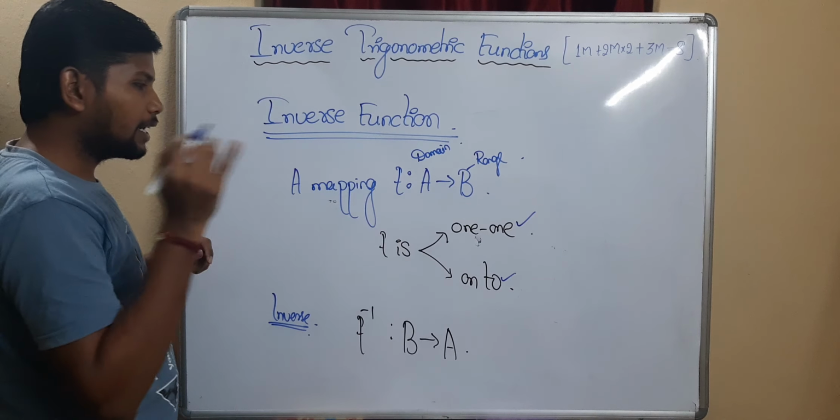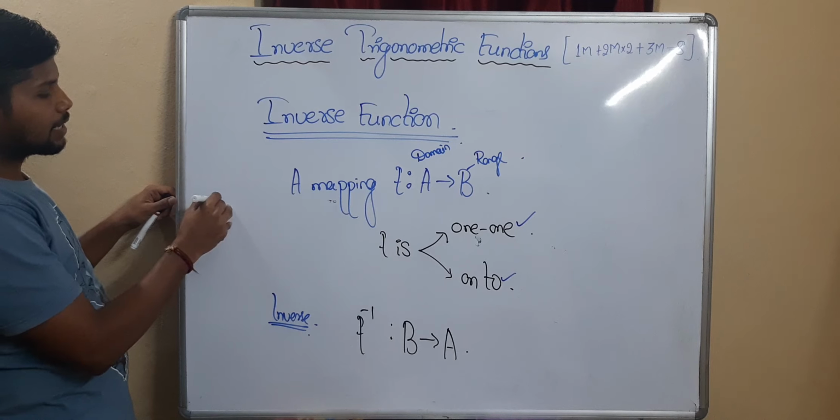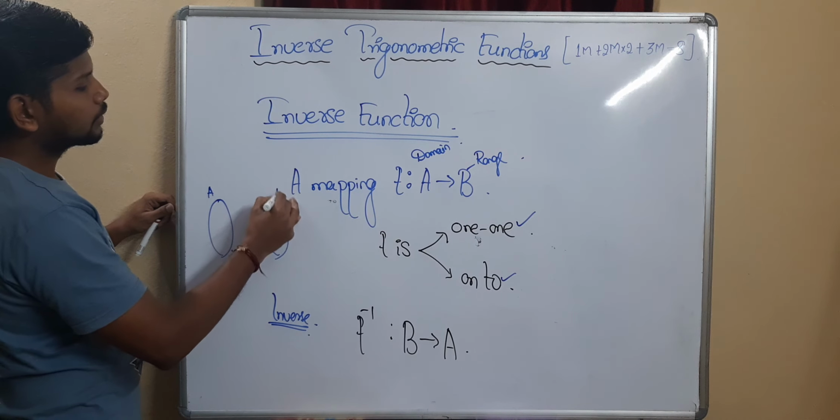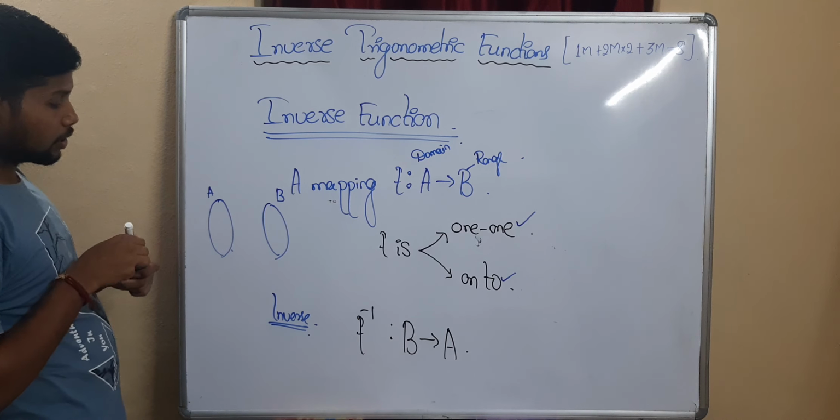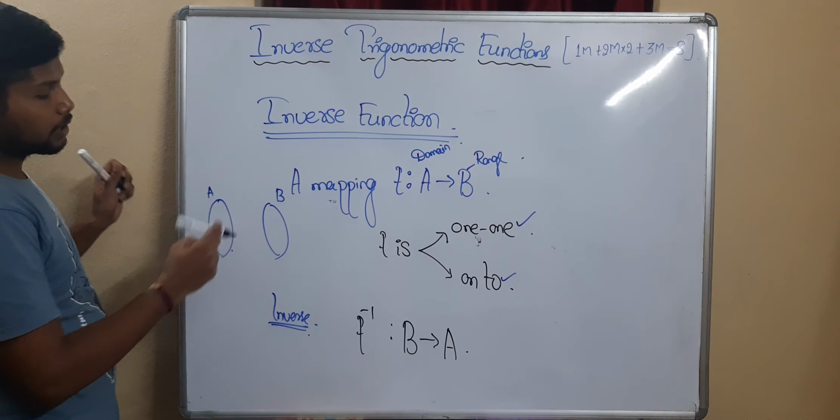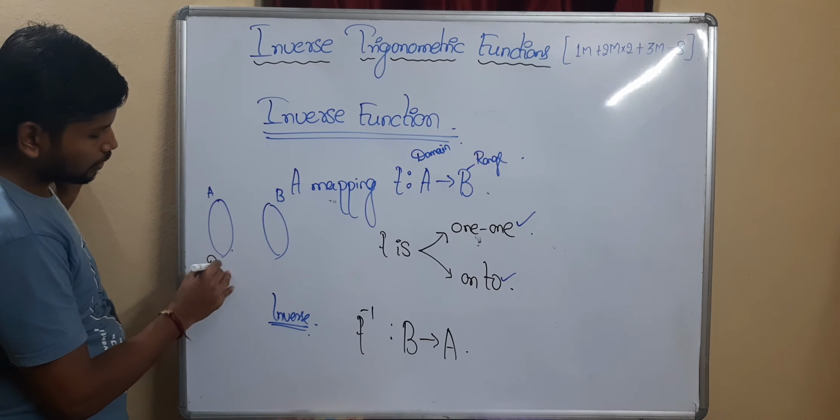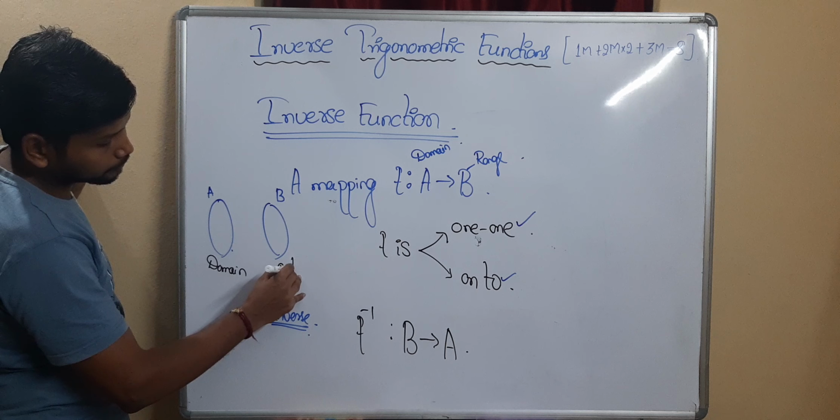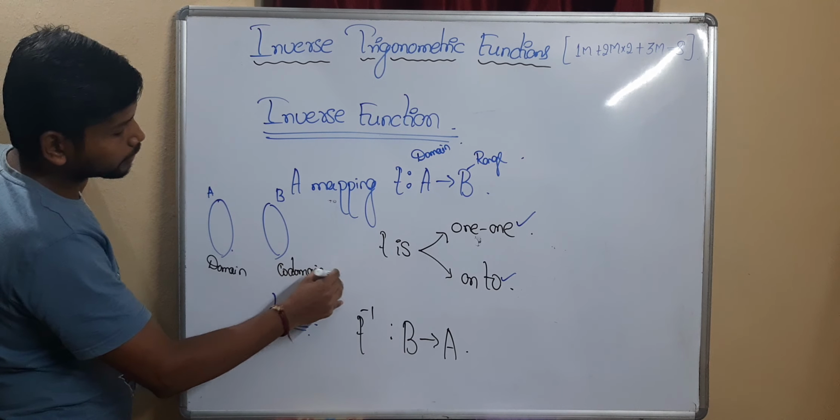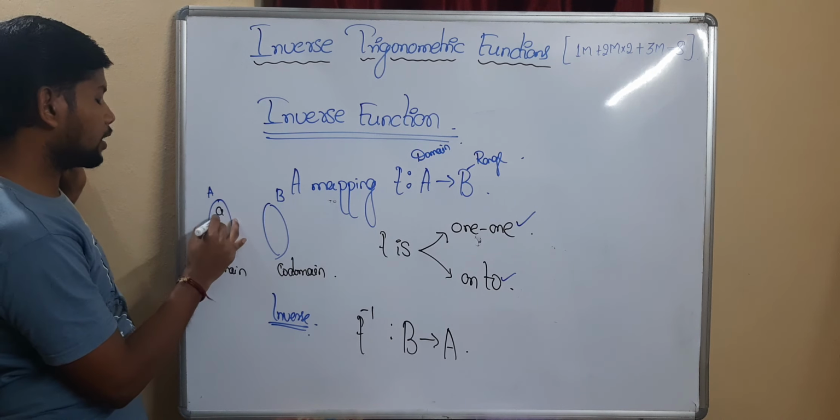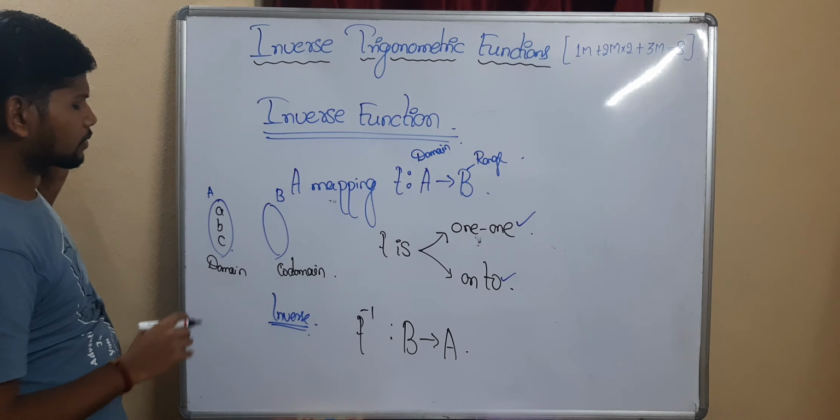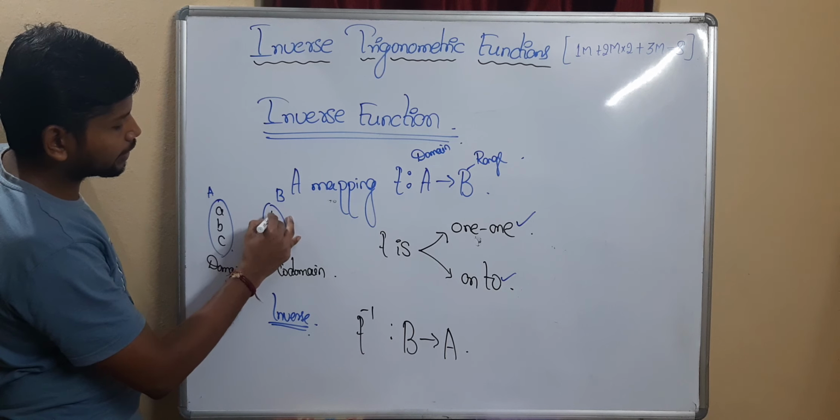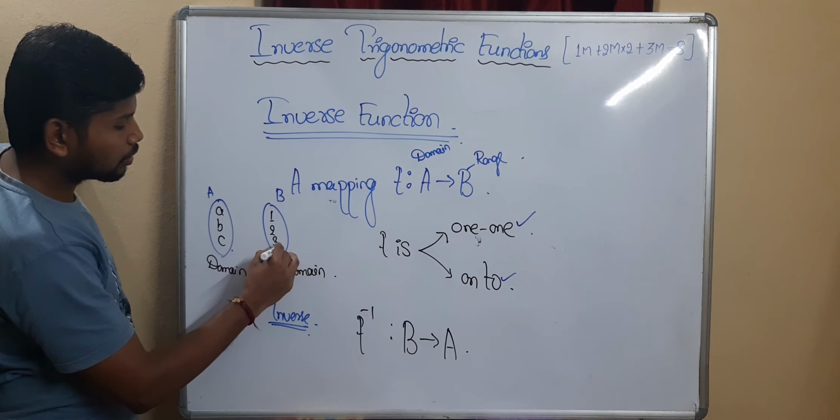onto. Okay. I'd like to take one simple example, that is A, this one is B. A is nothing but a domain part, B is nothing but a codomain. Fine. Okay, this is nothing but A B C. For an example, I'd like to discuss here A B C, and the next one is, here I'd like to define 1 2 3 4.